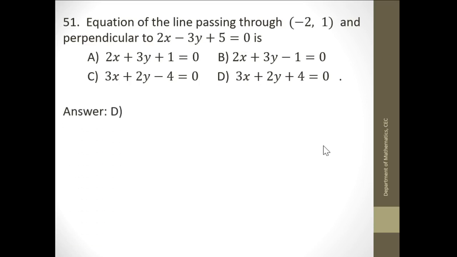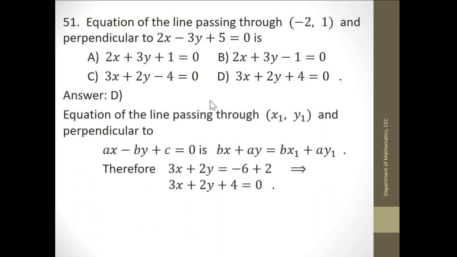Answer is D. The logic here is, the equation of the line passing through x1, y1 and perpendicular to ax minus by plus c is bx plus ay. See this, interchange a and b and make it plus sign and substitute x1, y1 here, bx1 plus ay1. So 3x plus 2y, first step. First step is interchange these two, change the sign, 3x plus 2y equal to, and then for this x and y substitute minus 2 and 1, minus 6 plus 2, that is minus 4. Bring this side, plus 4.